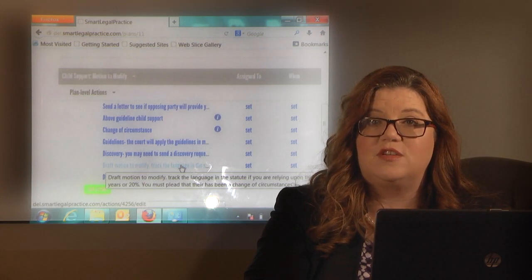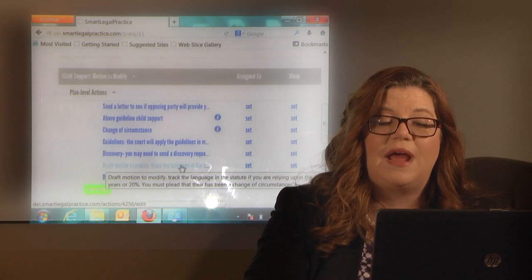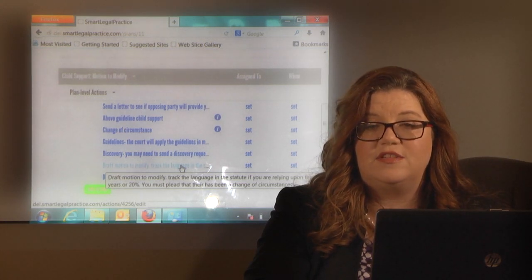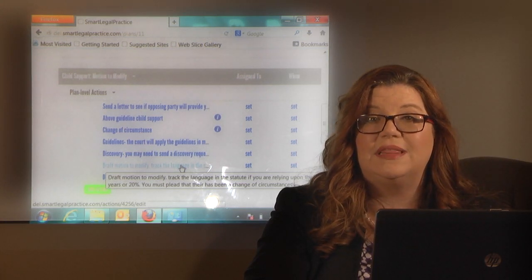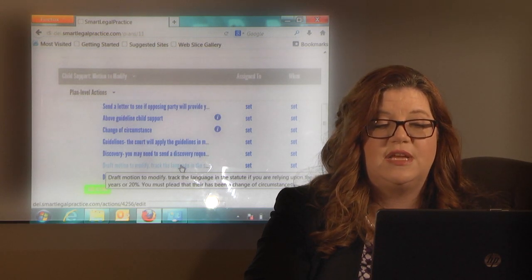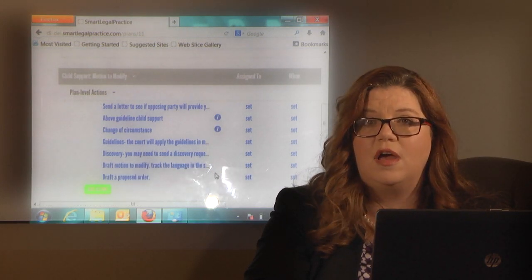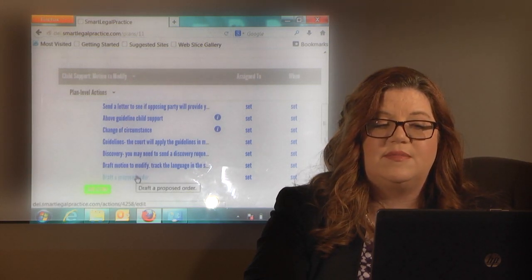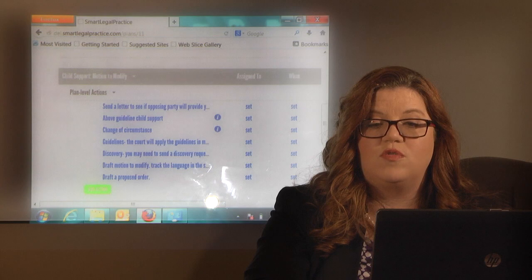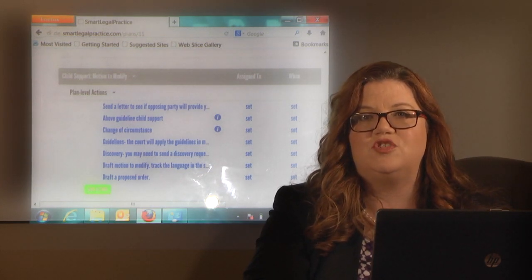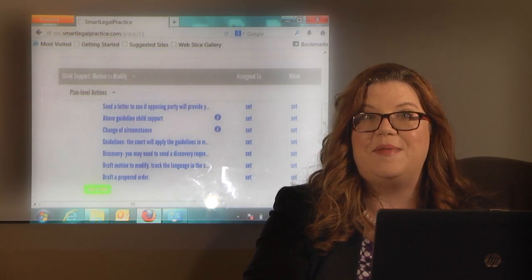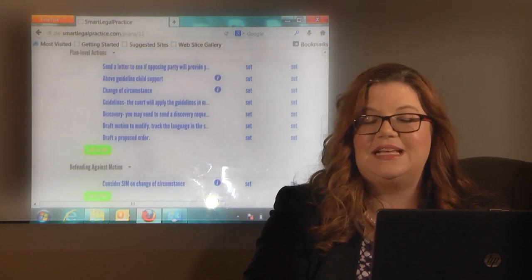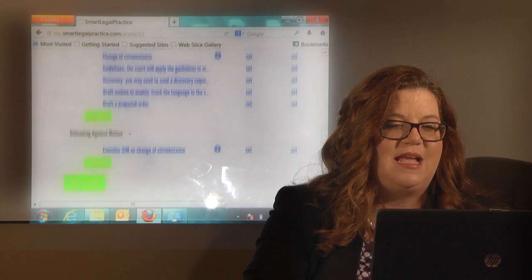And then you'll want to draft the actual motion. So you'll want to track the language in the statute. If you have to track the change of circumstance language, and if you're relying upon the 3 years and 20%, you want to track that. If you're not, you don't need to include that in your pleading. And then you can assign someone to draft a proposed order. Of course, it's always the best practice to have a proposed order at your hearing, and maybe the judge will just sign it, which would be very exciting, and then there'll be less to fight over later.